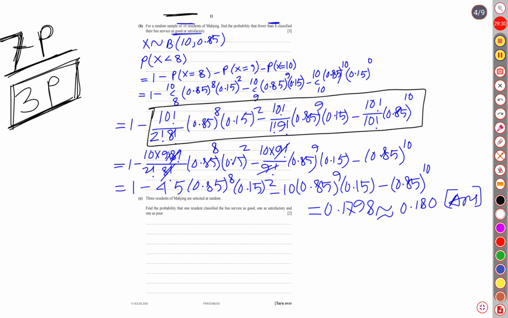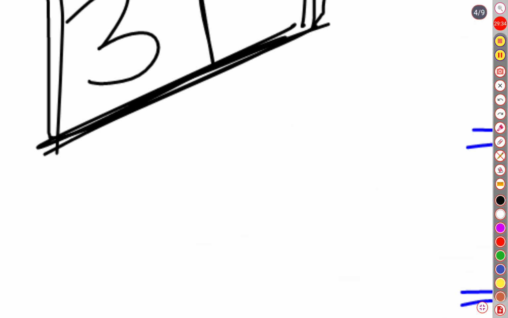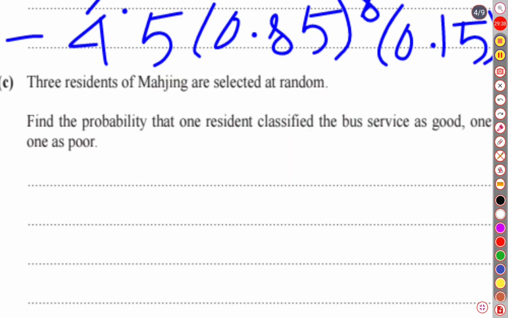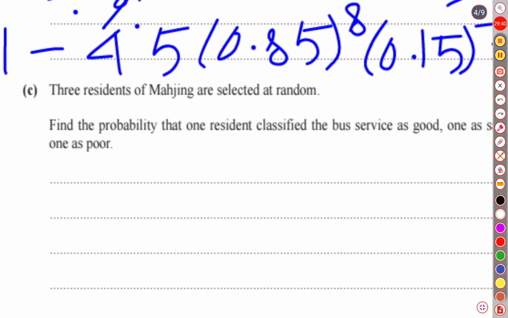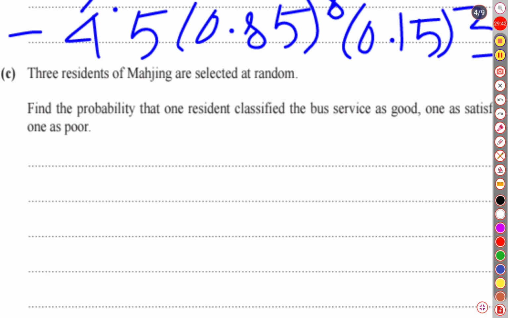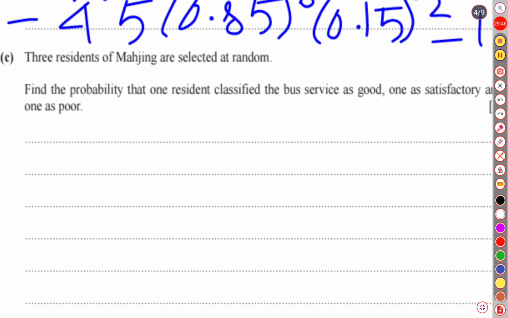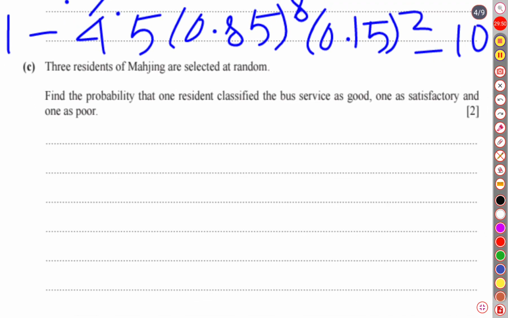Let's see the next question. What does the next question say? The next question says three residents of Mahjong are selected at random. Find the probability that one resident classified the bus service as good, one as satisfactory, and one as poor. So it is very simple actually.